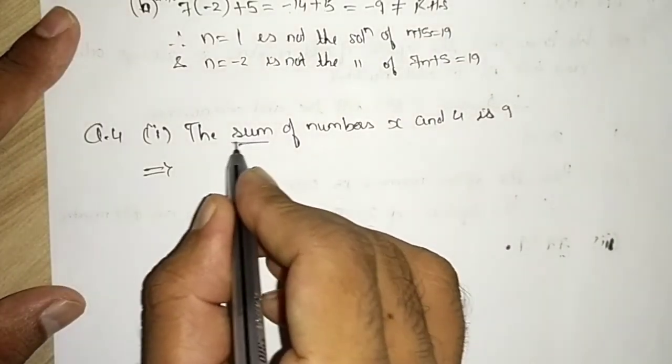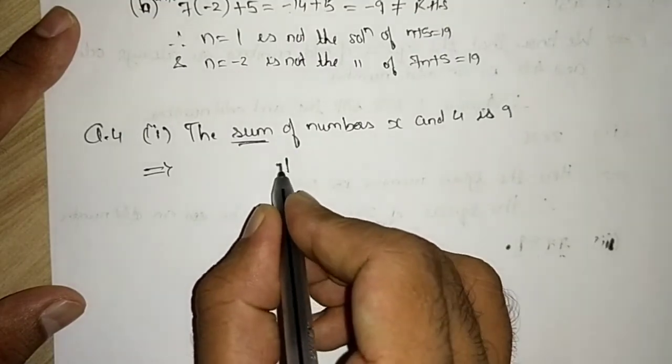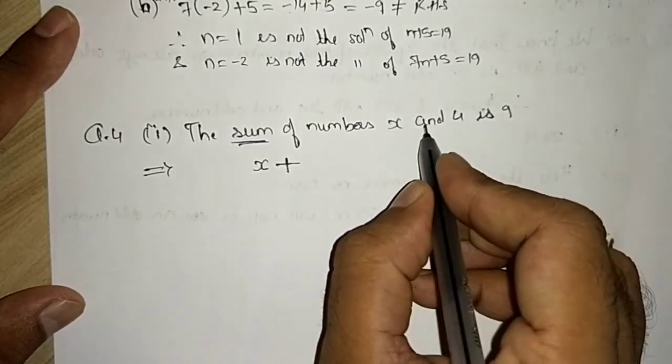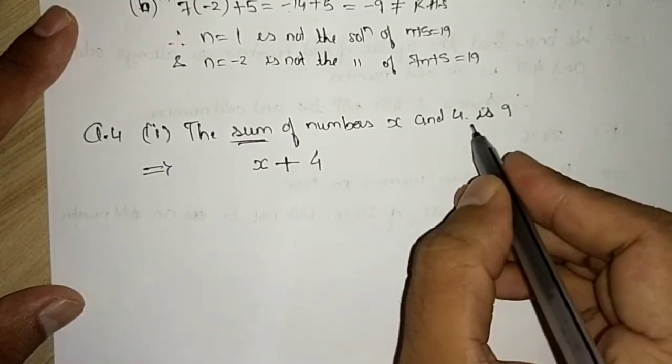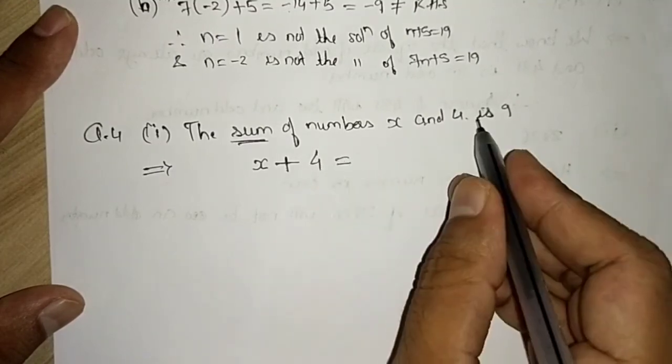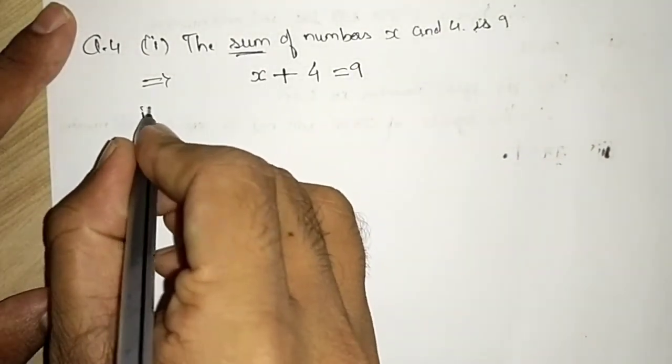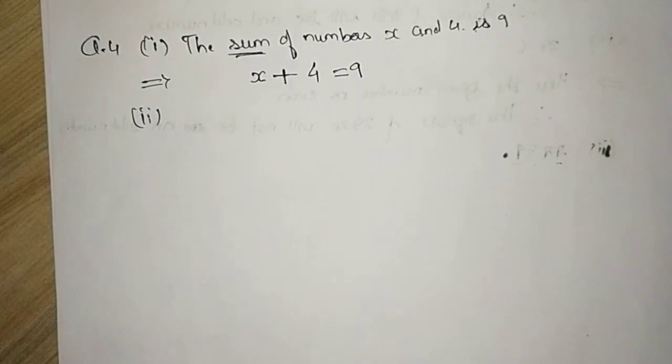They have told sum of the number, so we will write sum means plus of the number x and 4 is, we will write equal to 9. Is it easy? Moving to second part, let me show you first.